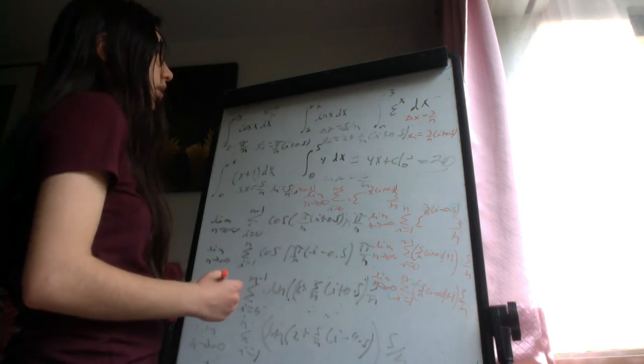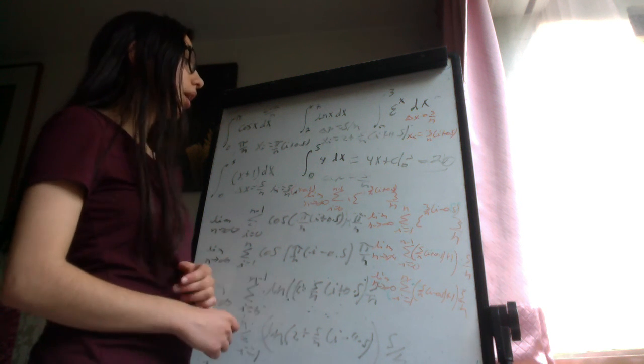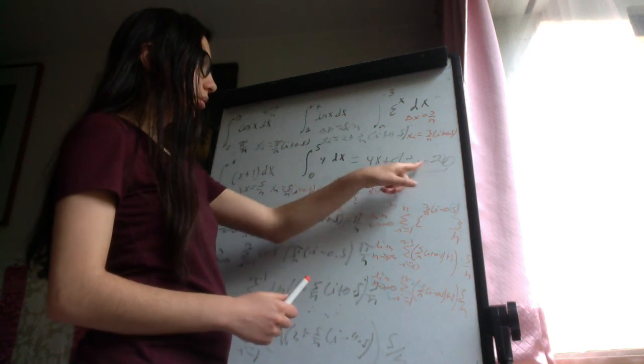And the last one, which doesn't depend on i, would be the same as for the right and left Riemann summation. That is just, if we evaluate it, 20.